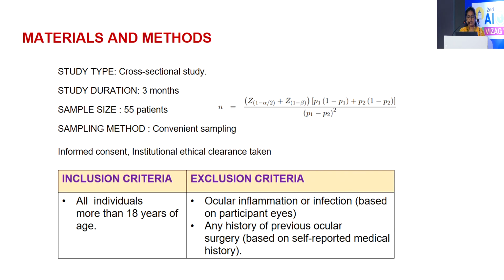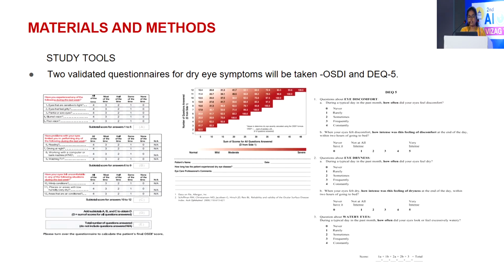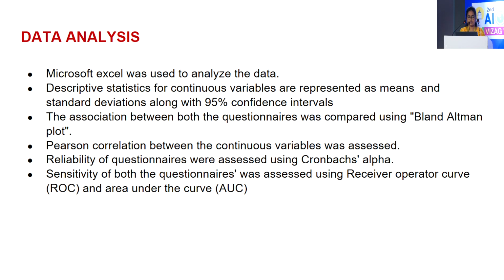Ours is a cross-sectional study with 55 patients with study duration of 3 months, and convenient sampling technique was followed. Informed consent and institutional ethical clearance was taken. All individuals more than 18 years of age were included, and ocular inflammation or infection or any other previous ocular surgeries based on self-reported medical history were excluded from the study. Two validated questionnaires of dry eye symptoms were taken, that is OSDI and DEQ5, and the data was calculated using these 2 questionnaires.